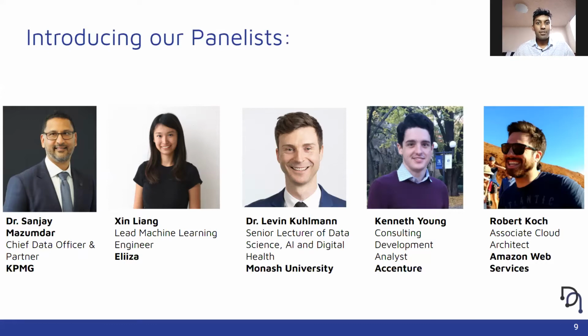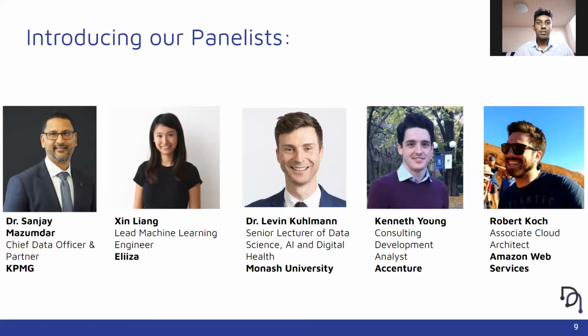Next, from Amazon Web Services, AWS, we have Robert Koch. Robert is an associate cloud developer at Amazon Web Services. He used to be president of Wired Monash from 2016 to 2017, so there is some chance that you might recognize him.